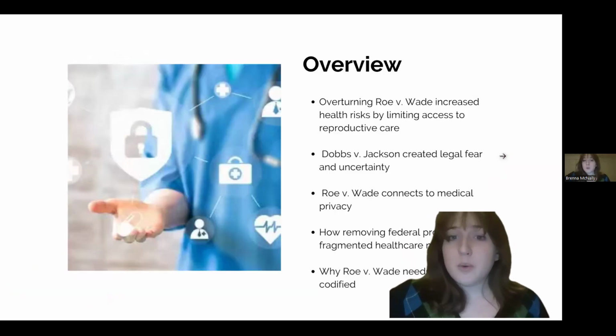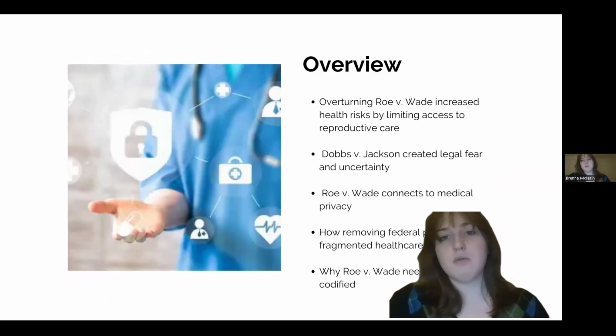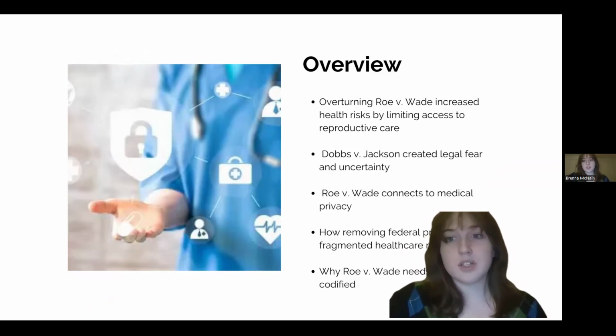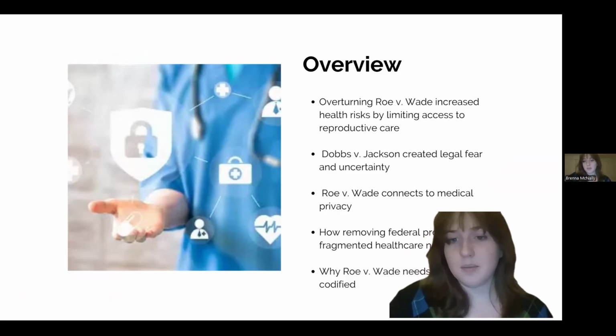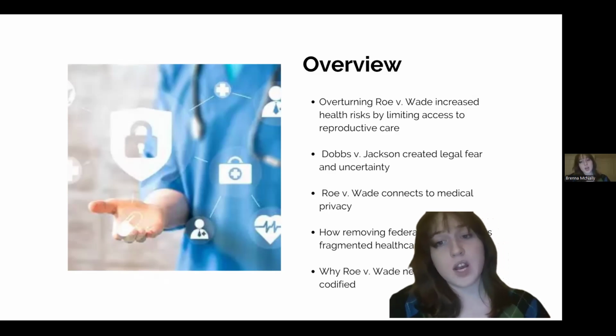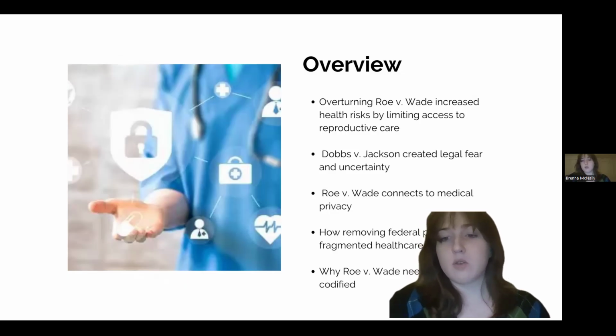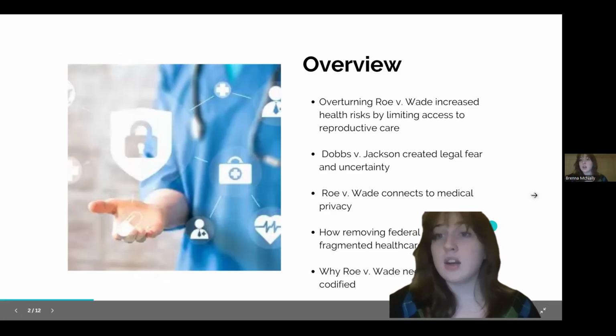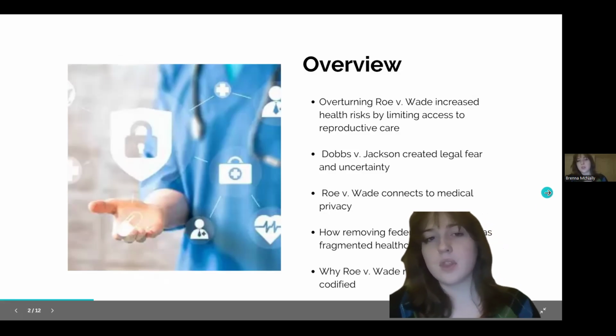So, a little bit of overview. In this presentation, I will be discussing how overturning Roe v. Wade has increased health risks by limiting access to reproductive care, how Dobbs versus Jackson created legal fear and uncertainty, how Roe v. Wade is connected to medical privacy, and how removing federal protections has fragmented healthcare nationwide, and why Roe v. Wade needs to be codified in our Constitution.